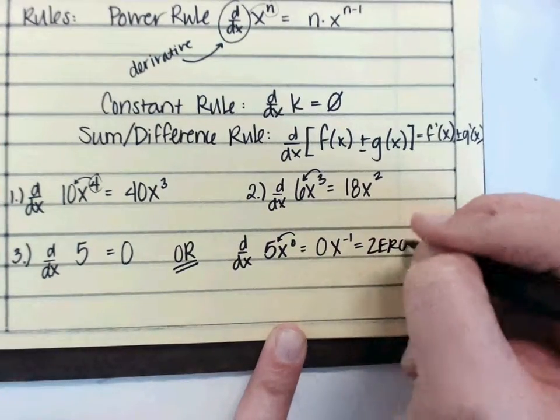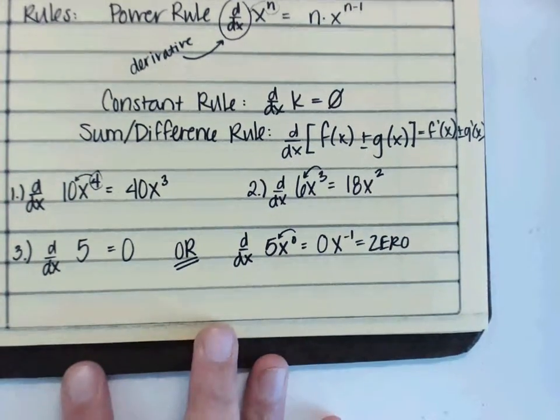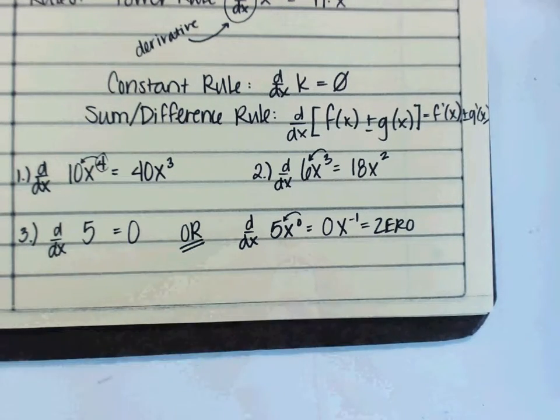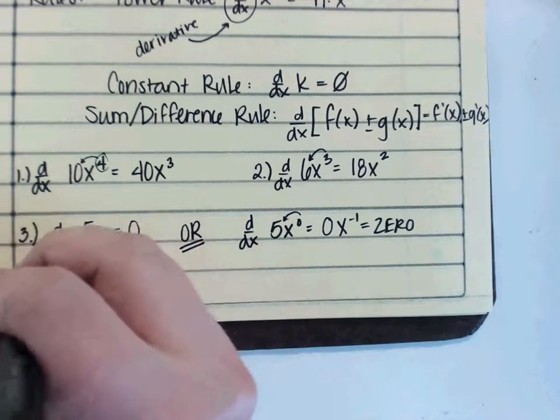So if you prefer to just memorize the rule, that's what I would do. But if you want to work it out every time, pop an x to the 0 on the back, do power rule on it, you'll still get the same answer. Okay, last example of that type.